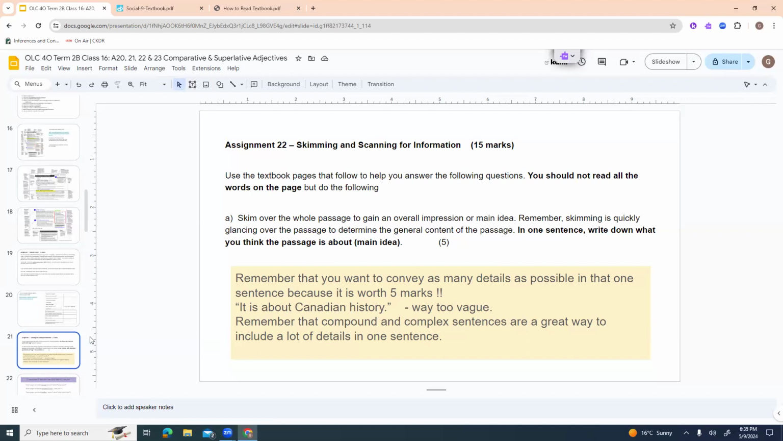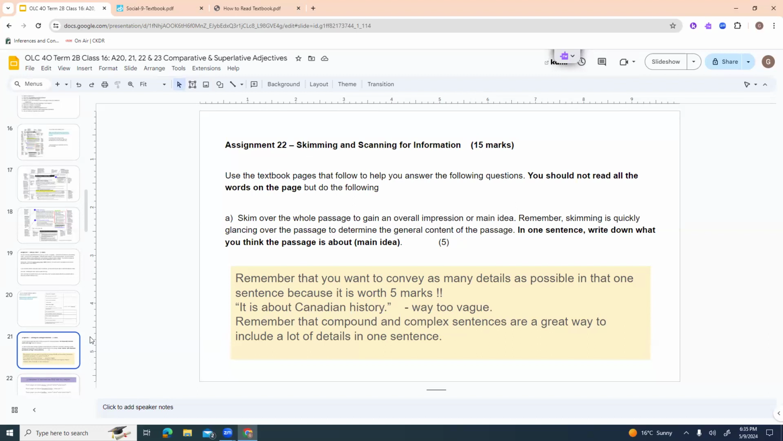In one sentence, write down what you think the passage is about. Okay, we're going to talk about that in a minute. But for this part, you might be looking at the headings, the subheadings. You might look at the first sentence in every paragraph, and just get the overall gist of what they're going to be talking about in this section.